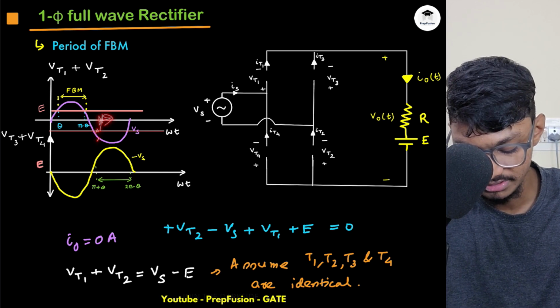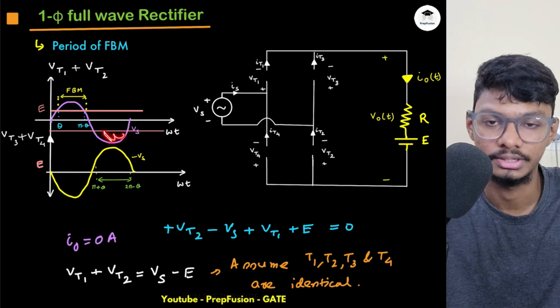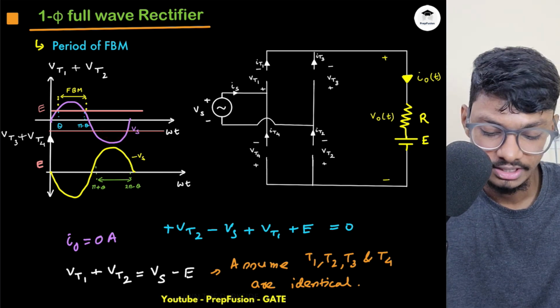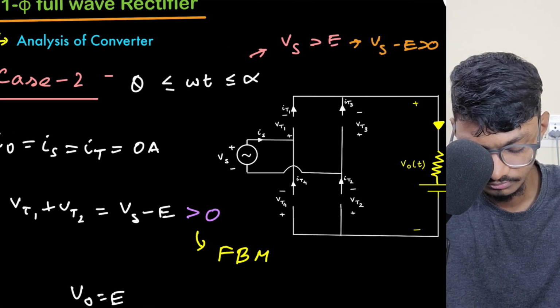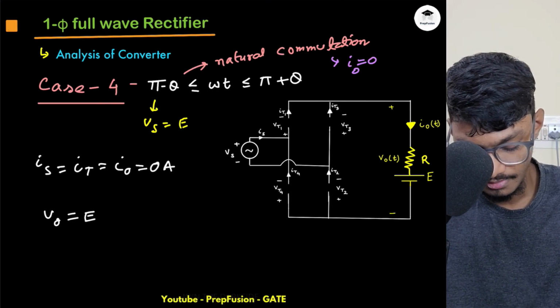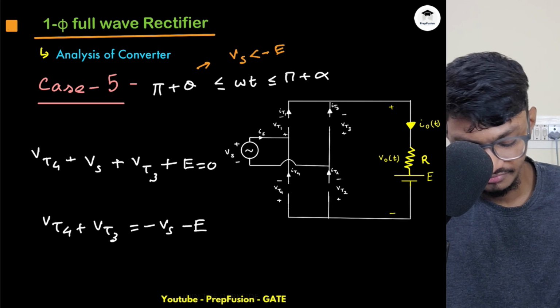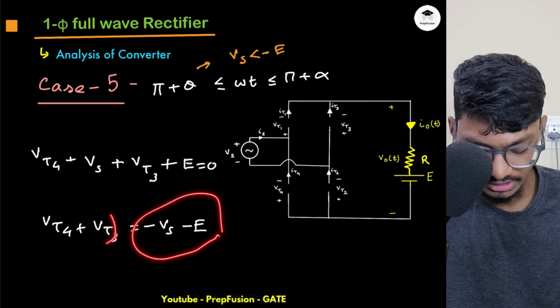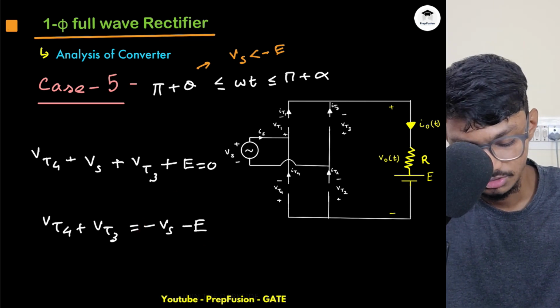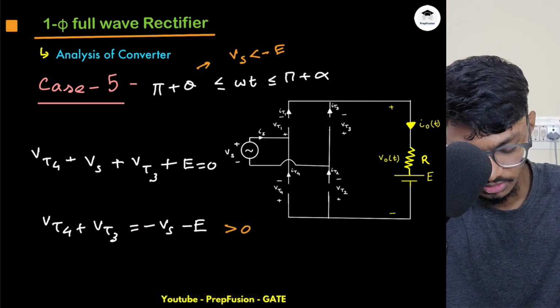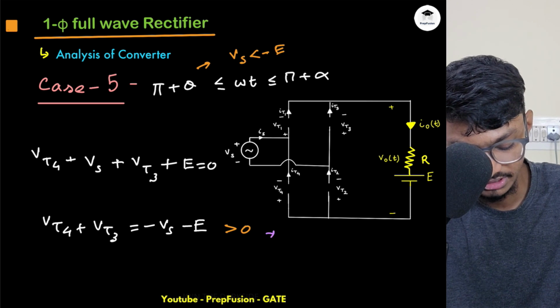So as I increase my pi plus theta, it will go lower than minus E, and hence it will come into forward blocking mode. Why? Because if you observe carefully, that Vs is this, right? So when do VT4 and VT3 need to be in forward blocking mode? When this is greater than 0. So overall this has to be greater than 0. How is that possible?